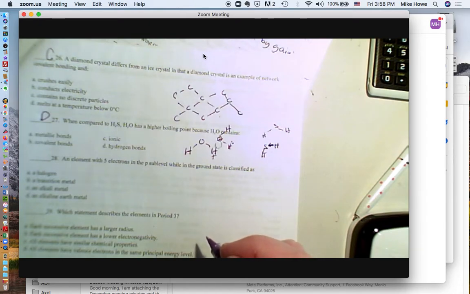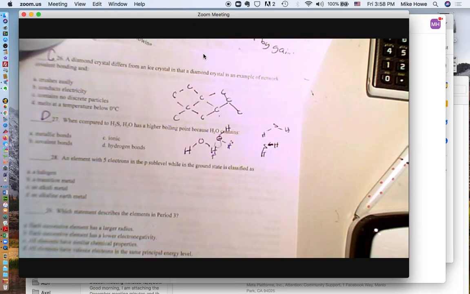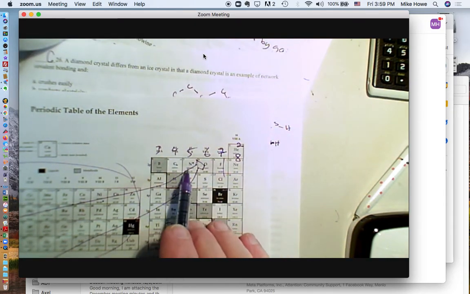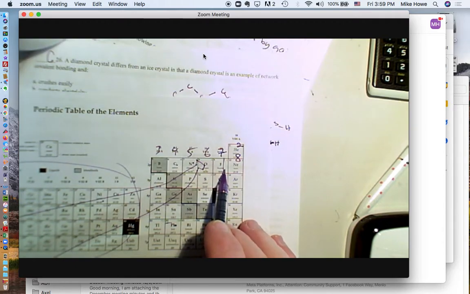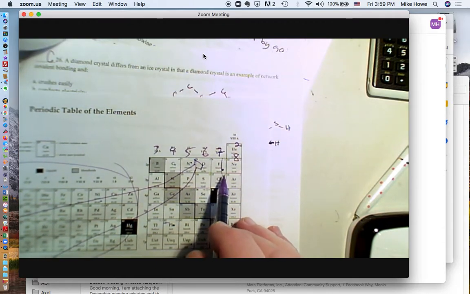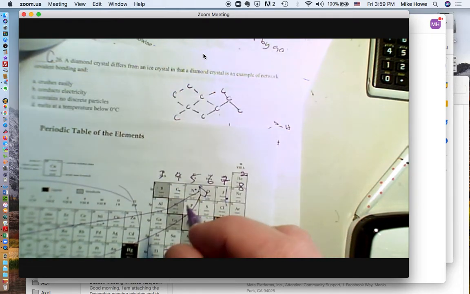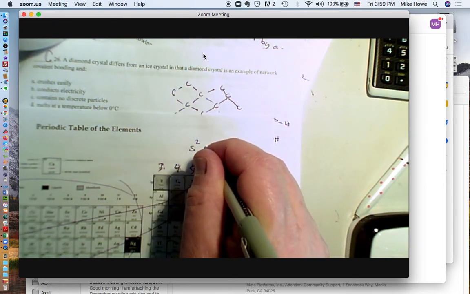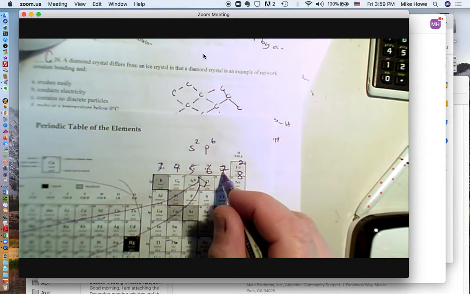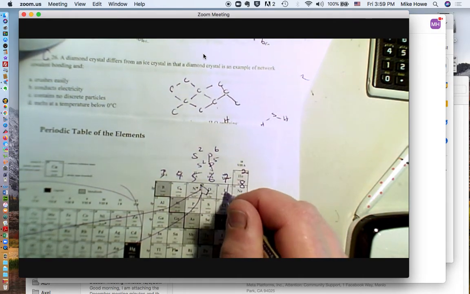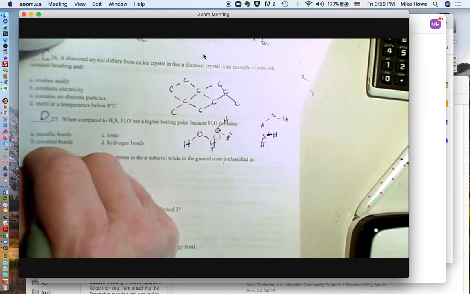Okay, 28, an element with 5 electrons in the p sublevel in the ground state. Here's the p sublevel, right here, remember this block. 1, 2, 3, 4, 5 in the p sublevel. Remember, that's 7 total in the outer shell, but an element with 7 in the outer shell would have 5 in its p sublevel of the outer shell. The outer shell consists of the s2 and the p6. So if there's 5 in the p, it's s2, p5, and that would be this family. That's the halogen family.